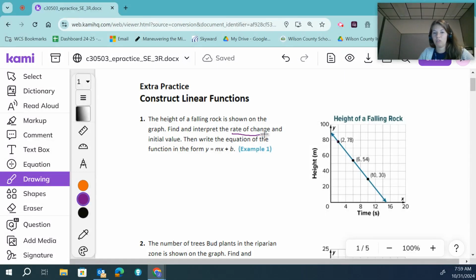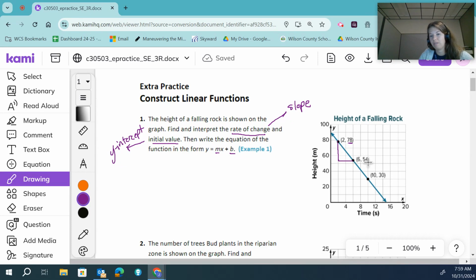We want to remember here rate of change is slope, and initial value is going to be your y-intercept. Okay, and remember slope is m in our equation and y-intercept is b in our equation. So my slope here is determined by my change in y.